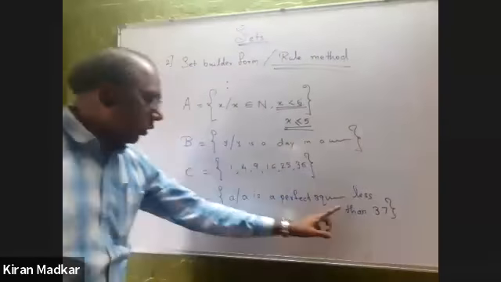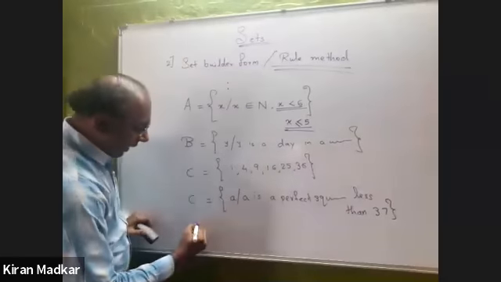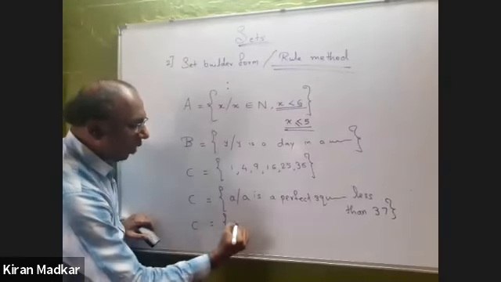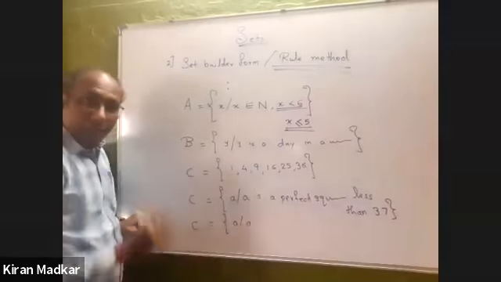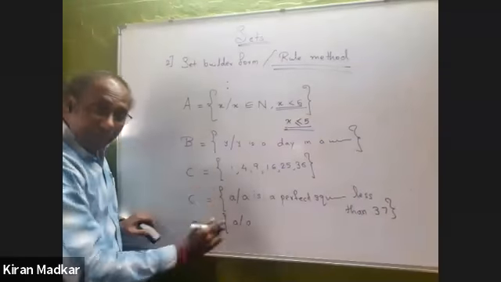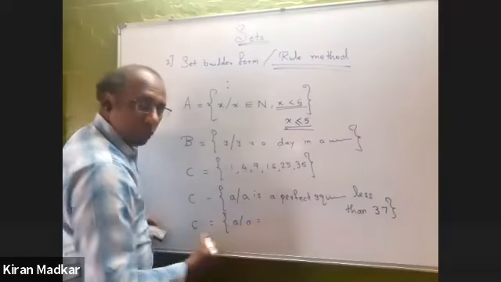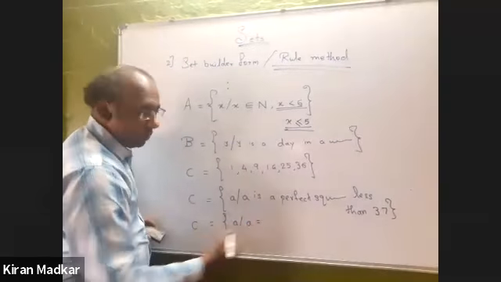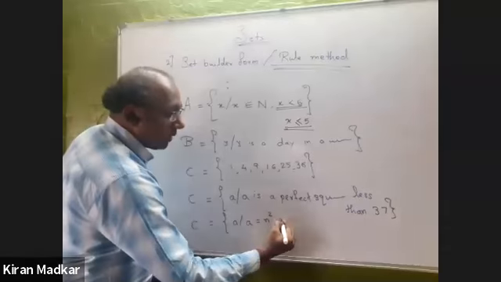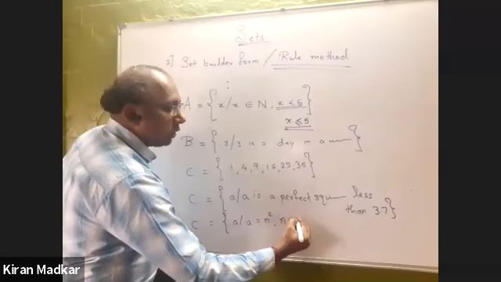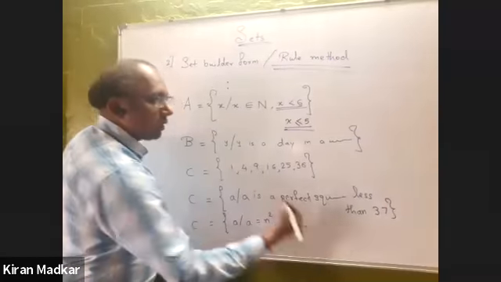This has become a very long rule. The same answer I can even write as C is a set of all A such that A equals n square. Understood what I did? Instead of writing perfect square, I just wrote A equals n square. What is n? N belongs to natural numbers. What is n?